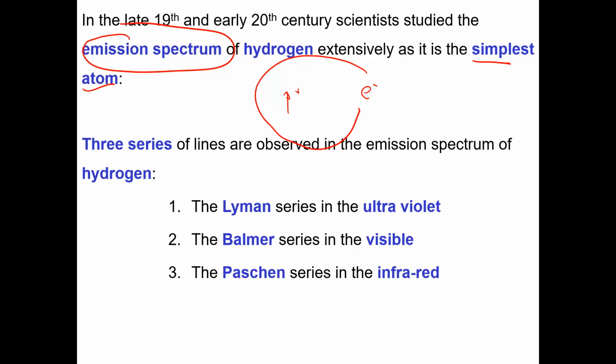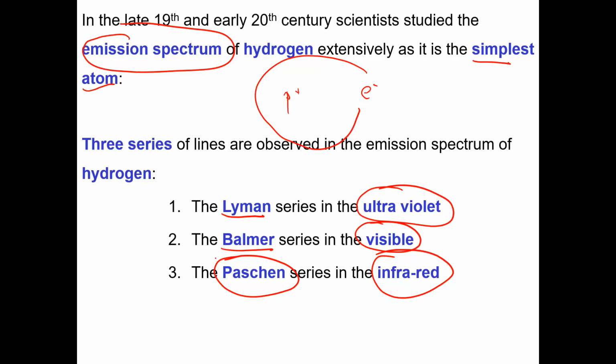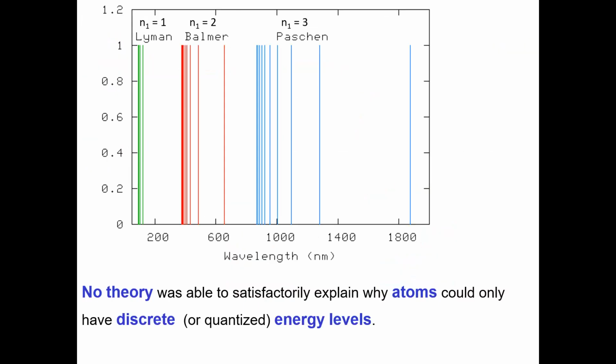Now, when you look at the light emitted by an energized sample of hydrogen, you see three series of lines. There's a group of lines in the ultraviolet region that are referred to as the Lyman series. There's a group of lines in the visible region of the electromagnetic spectrum that are referred to as the Balmer series. And there's a group of lines in the infrared region that are referred to as the Paschen series. These are named after the people that first identified and studied these series of lines. The emission spectrum of hydrogen looks a little like this.